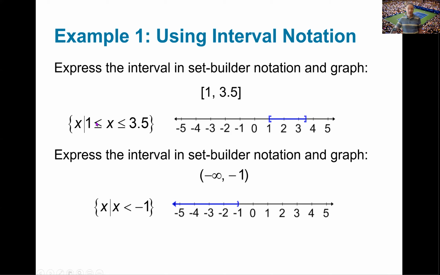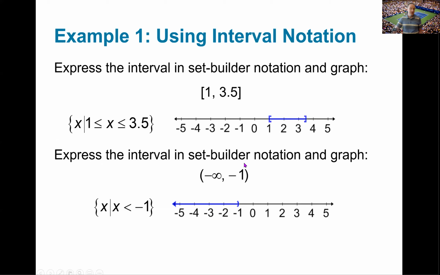Now, please do notice, it's all numbers between 1 and 3.5. The set builder notation is easy. You just always put the lowest value on the left-hand side, and then ask, can it be included? Sure. So it's 1 is less than or equal to x, which has to be in this region, and then x is less than or equal to the largest possible number, 3.5. That would be our set builder notation.